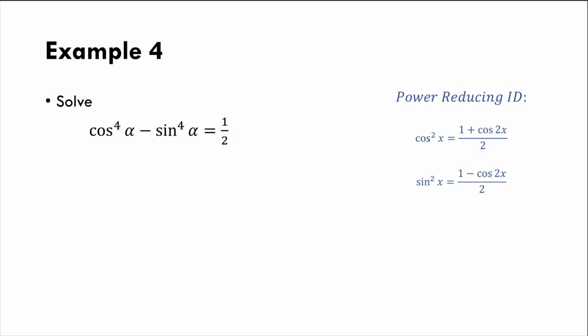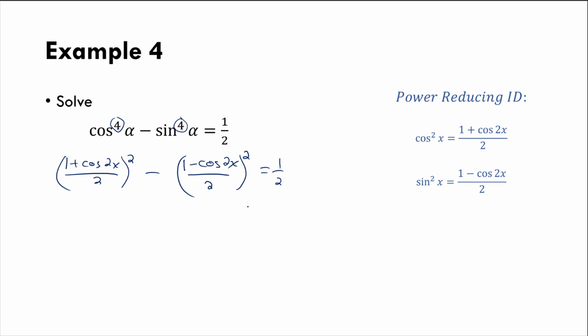For our power reducing identities, cosine squared x is equal to 1 plus cosine 2x all over 2. So again, I'll have 1 plus cosine 2x over 2 squared, just like we did in the last example, minus 1 minus cosine 2x all over 2, again squared, and we're squaring it because both of these are to the power of 4. That's equal to 1/2, not changing anything on the right-hand side.